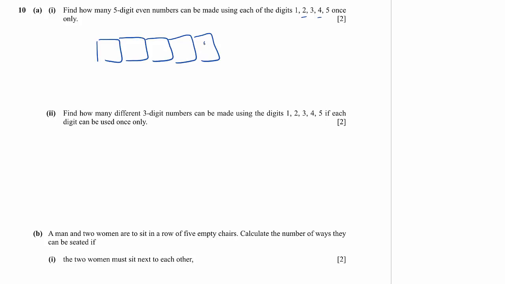So there's only 2 choices of what goes here. Once you've done that, there's 4 choices here, then 3, then 2, then 1. So 2 × 4 × 3 × 2 × 1 is 48.